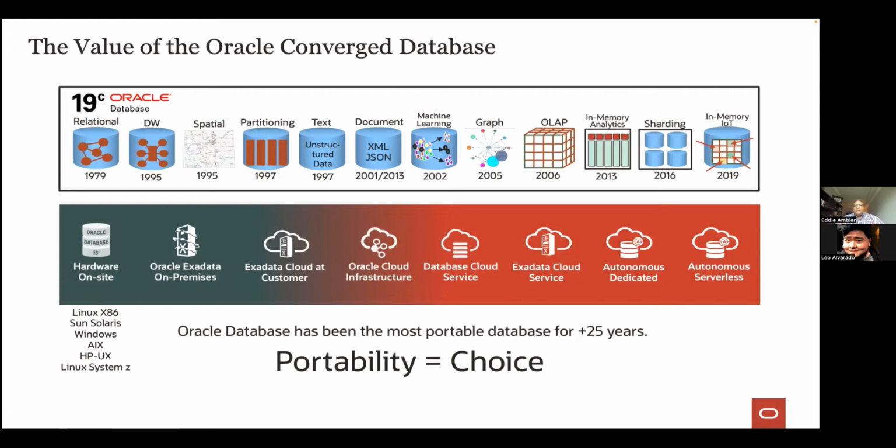autonomous database offerings. And at the end of the day, it boils down to portability. Portability equals choice. By having the same Oracle binaries be able to run on-premise and in the cloud, it gives you the ability to build the cloud roadmap journey that's right for you, whether that's a lift and shift, hybrid cloud, or multi-cloud.